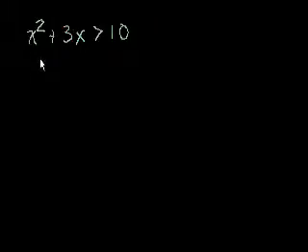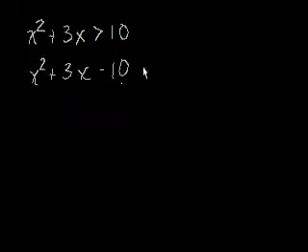So you want to get it in what I would call the standard form, where you have all of the terms on one side and a 0 on the other side, and then you can either factor it or use the quadratic formula. So let's do that. Well, this is pretty easy. We just have to subtract 10 from both sides, and we get x squared plus 3x minus 10 is greater than 0.